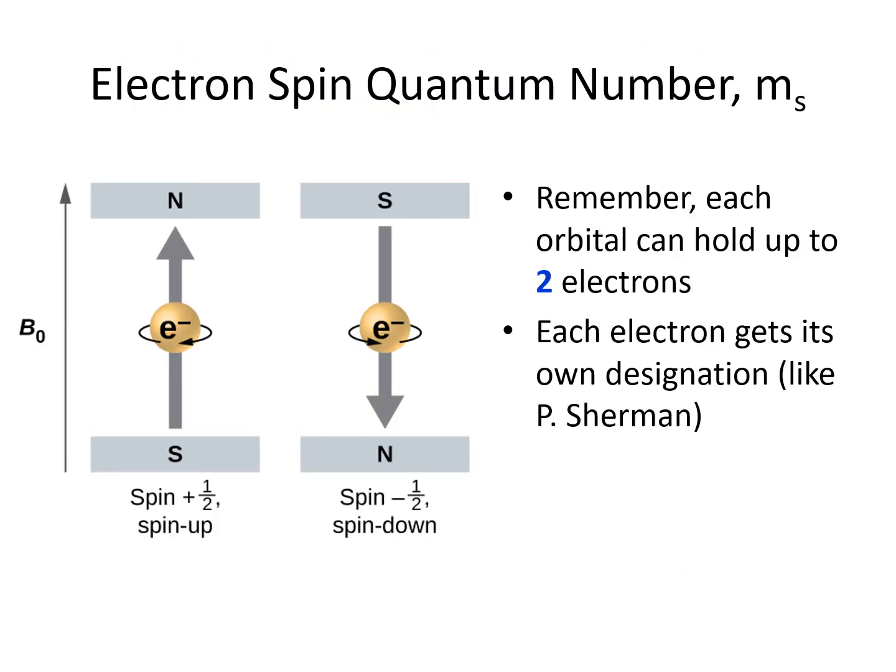Our final quantum number, the electron spin quantum number, m sub s, tells us which electron within the orbital we are talking about. Remember, each orbital can hold up to 2 electrons. One of the electrons has an m sub s value of +1/2 and is called spin up. The other electron has an m sub s value of -1/2 and is called spin down. Notice this is the only quantum number that is not an integer.